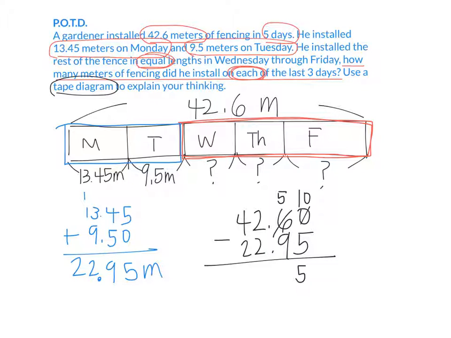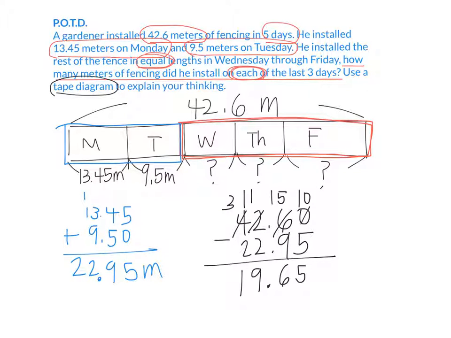If I have 5 tenths and I want to take away 9 tenths, what do I need to do first? Regroup. Okay. So I have 15 now. If I have 15 tenths, and I want to take away 9 of them, how many do I have left? 6. Okay. I have 1 and I need to subtract 2. Regroup. Okay. I have 11 and I need to subtract 2. 9. And how many tens do I have left? 1. So is my answer 19.65 meters?